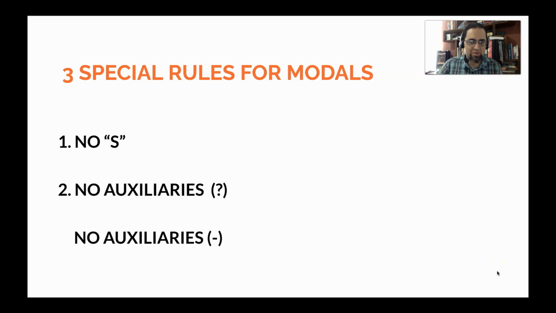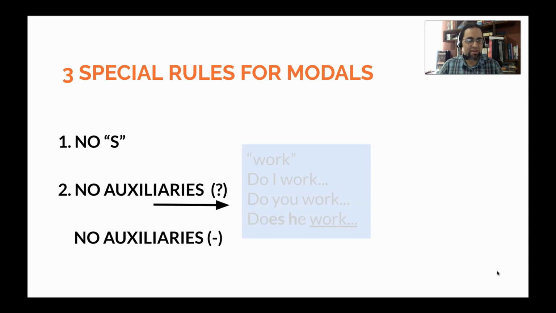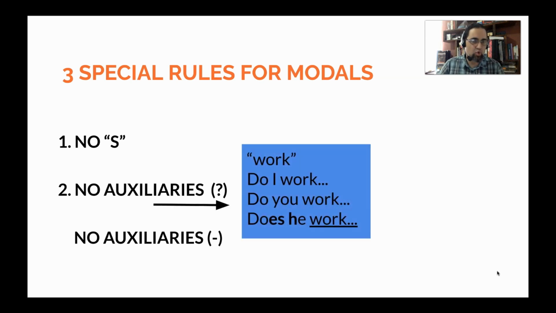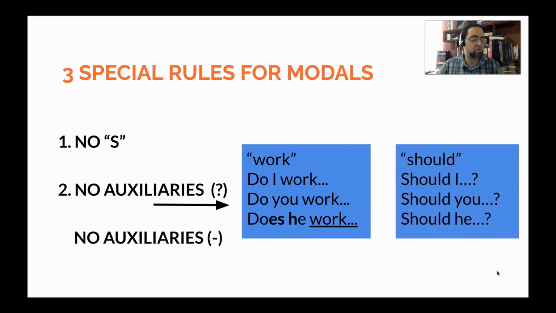Another rule about modal verbs is that they don't need auxiliaries. You don't need an auxiliary for the interrogative form or the negative form. For example, let's take the verb work again. If you want to make a question with the verb work, you need to use an auxiliary. For example, do or does. Do I work? Do you work? Does he work? Well, with modal verbs, you don't need auxiliaries. Let's take the modal verb should. You simply say should I, should you, should he. As you can see, no auxiliary is necessary.